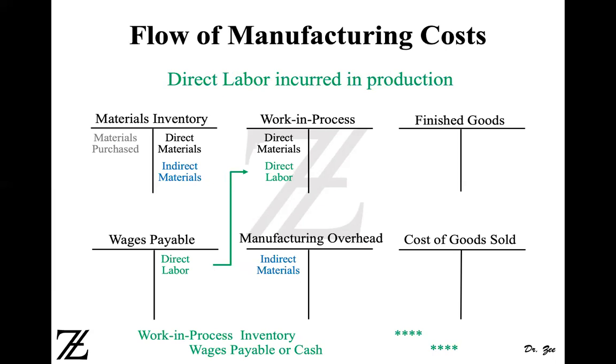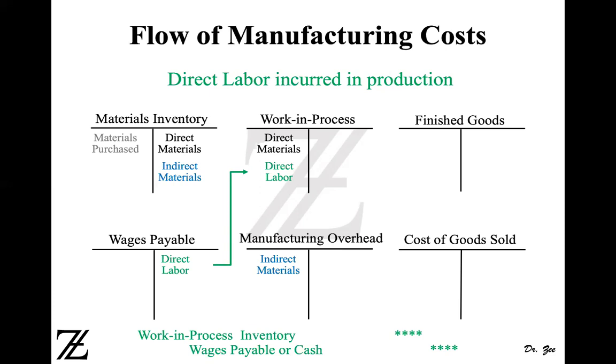Then the direct labor, just like how the direct material goes to work in process, the direct labor also goes to the work in process account as shown in this arrow, right? Now, if the direct labor is paid in cash, then you're going to credit cash. If the direct labor is not paid in cash and you pay either bi-weekly or monthly, however you pay, then you can use a wages payable account as well.